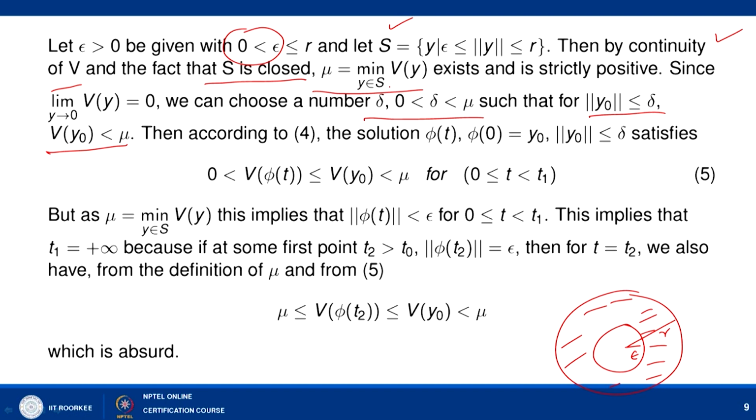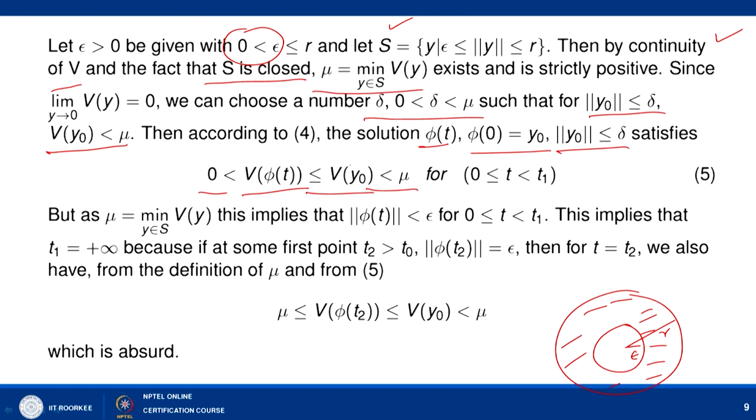Then, according to 4, the solution phi t with the condition that phi of 0 equals y naught and norm of y naught is less than or equal to delta satisfies the following inequality: V of phi t is greater than 0 and less than or equal to V of y naught, and V of y naught is less than mu here.